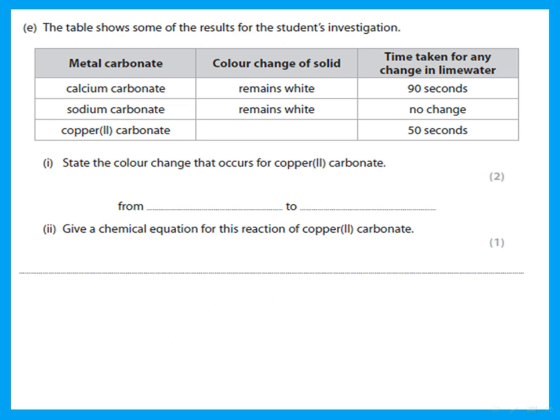For example, copper carbonate, you should know, is green. When you heat it, it turns to copper oxide, and copper oxide is black. Give a chemical equation for this reaction. So copper carbonate breaks down to give copper oxide plus carbon dioxide.